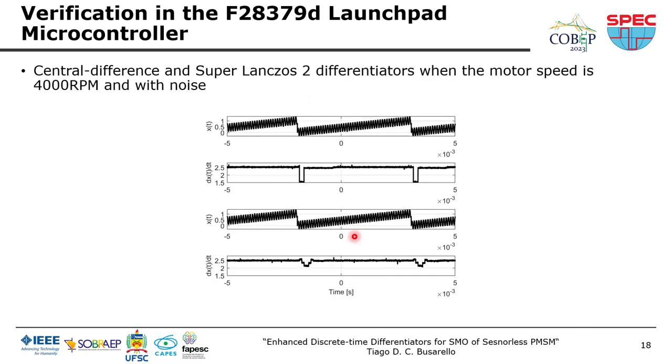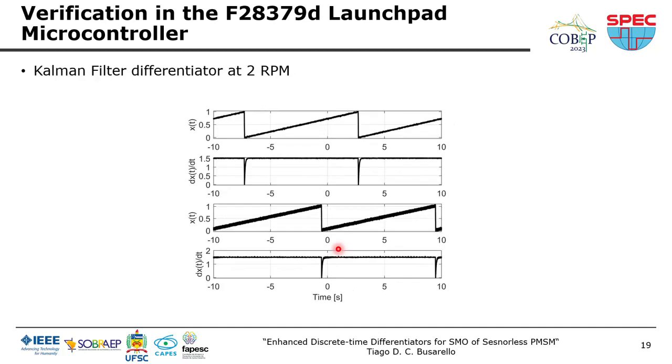And just comparing another scenario, in which we compare the central difference and the Super Lanczos 2 differentiators when the motor speed is at 4000 RPM and with noise. Remember that we are sampling at 10 kilohertz. So we have here the input signal with noise. During the transitions the central difference differentiator has this kind of behavior, but for the Super Lanczos 2 we can see a much flatter output, also indicating that maybe we can avoid using a low pass filter to compute these variables in the control.